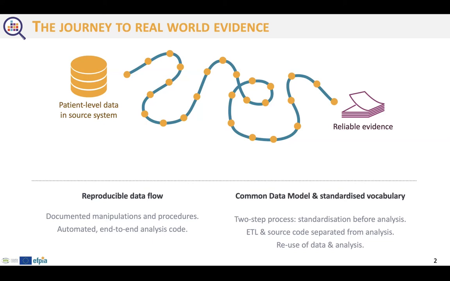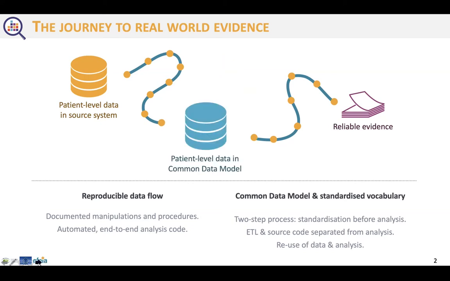And it follows a long and windy and often very complex road to result into what we call reliable and repeatable evidence. That's exactly the journey that EHDEN is trying to tackle, with actually focusing on a reproducible data flow, so that it's clear from where the data is coming and how they actually result in evidence at the end of the day. And secondly, by relying on a common data model and standardized vocabulary, so that at the source, the data that is being used to generate that evidence is indeed consistent and reliable.